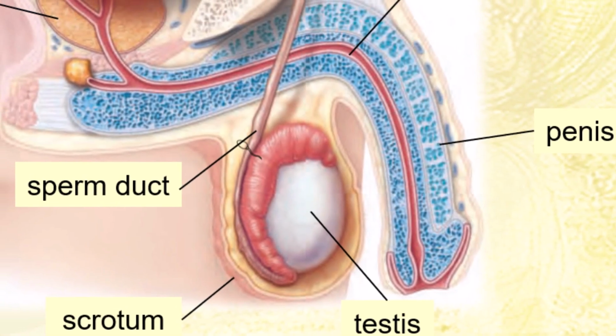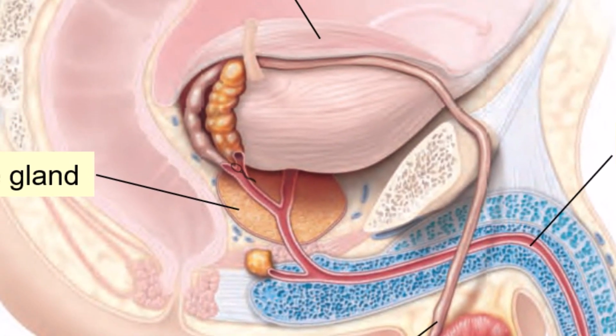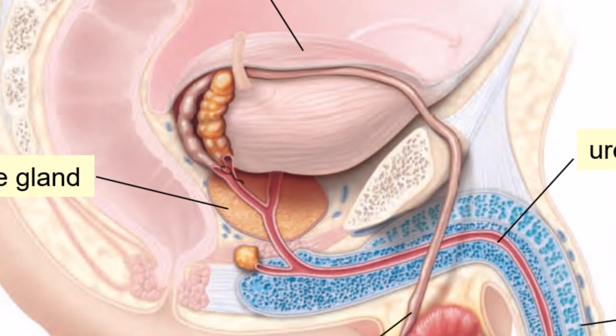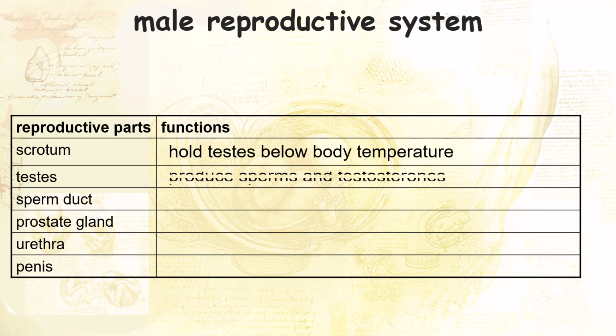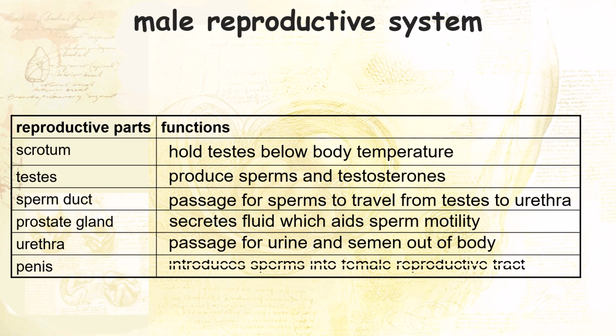The path that sperm takes is through the sperm duct and past the prostate gland. At the junction, fluid containing nutrients is added, forming the semen. The semen then travels through the urethra and out of the penis. Here is the summary of the parts of the male reproductive system and their respective functions.